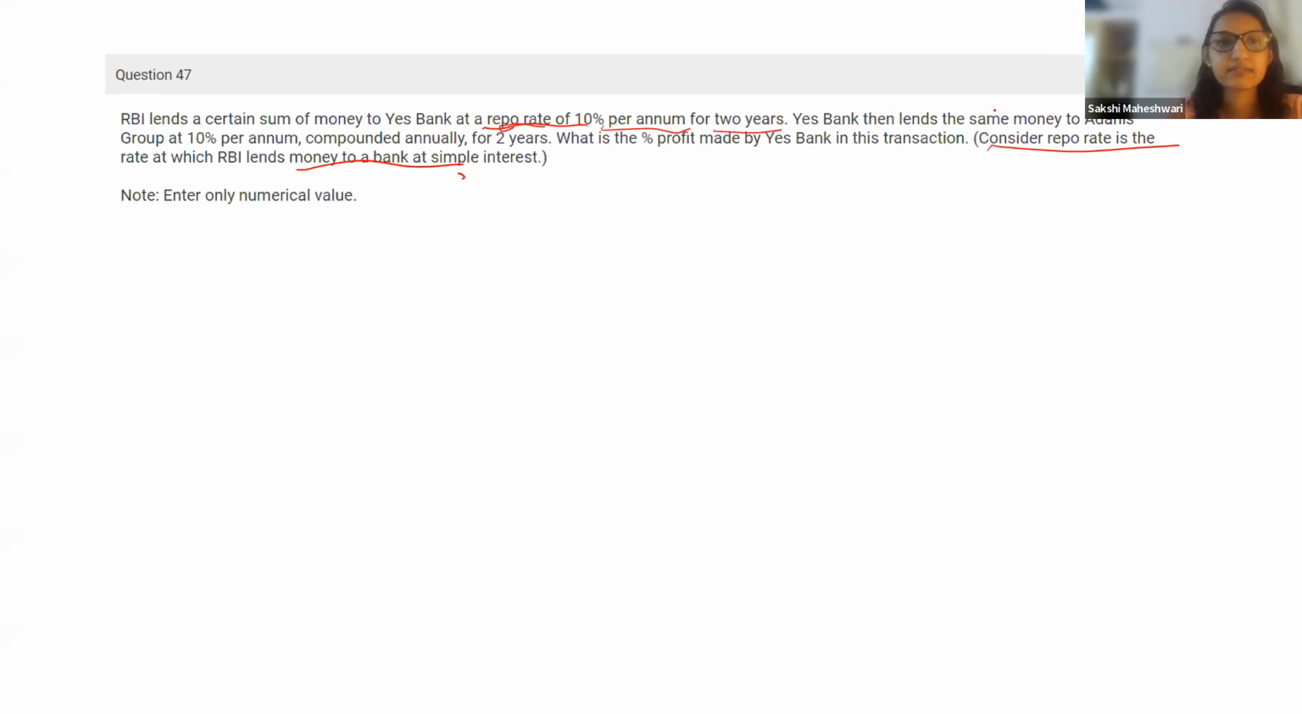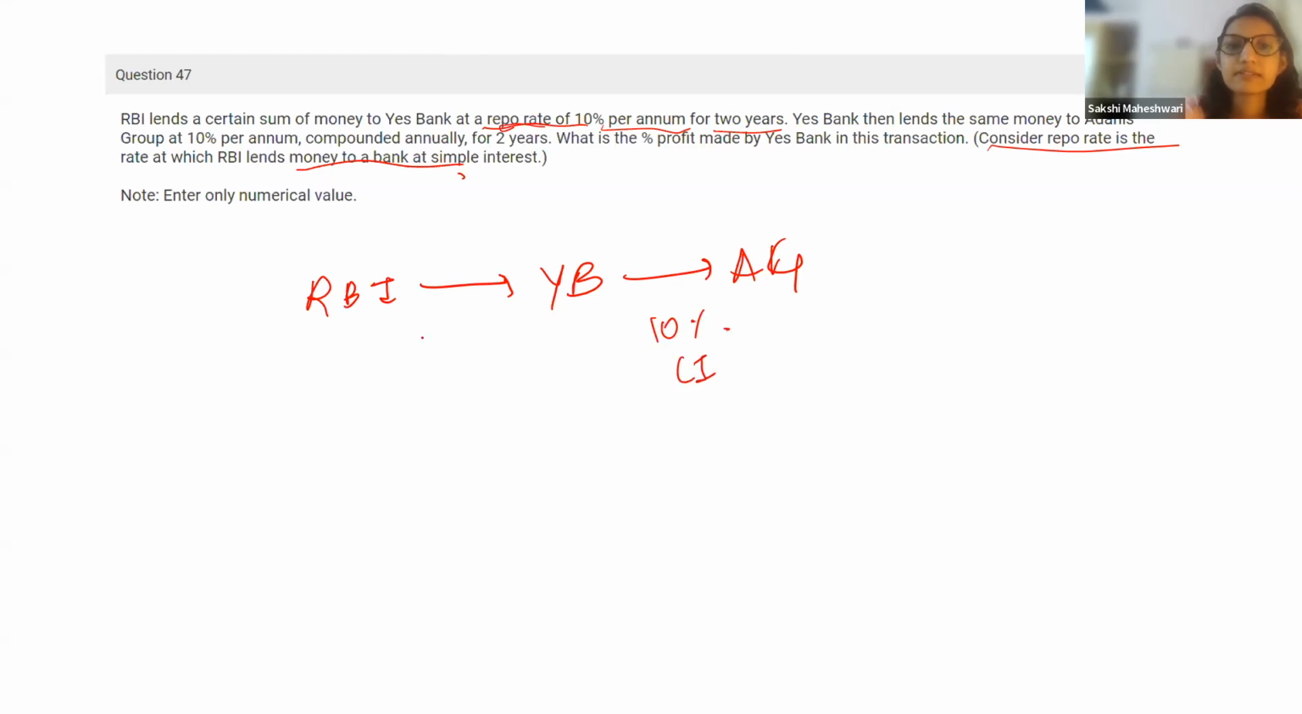Now, RBI lends money to Yes Bank, and then Yes Bank lends this money again to Adani Group. This is compounded, 10% compound interest. This is 10% simple interest. Now this is for 2 years only.